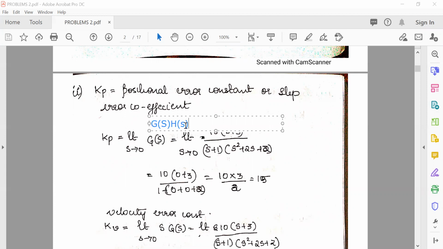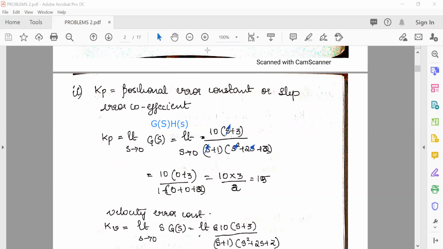But the actual expression will be limit as s tends to 0, s g of s into h of s, or s into g of s into h of s, or s square into g of s into h of s. But in this problem, because h of s, that is the feedback, is 1, this h of s is not written because it is anyway 1. Okay, so now again putting s equal to 0, where do we have s? That becomes 0, this is also 0, this becomes 0, and this is 0. So here it is 30 divided by 2, so it becomes 15.